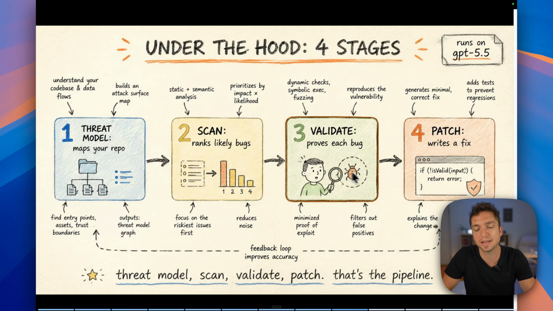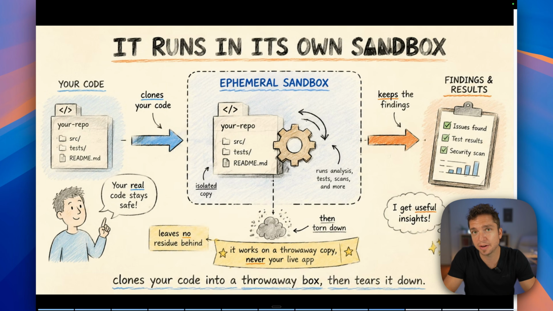So what it's doing here is it's actually testing to prove that each bug is really a bug, and then leads into phase 4 where it figures out the patch that it needs to write in order to fix the problem that it's found and tested. In terms of how it does this, it runs in its own sandbox. So it takes all of your code over here, it clones that into an ephemeral sandbox, meaning that it's not permanent, and it runs its tests inside there to validate all of the bugs that it's found.